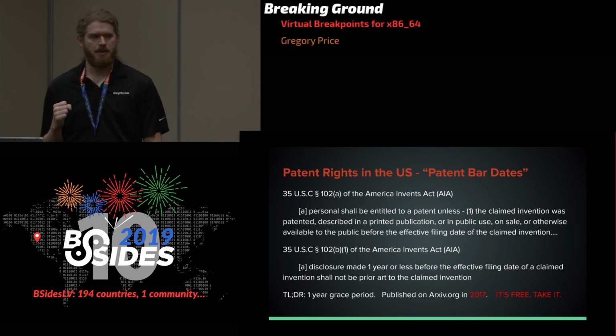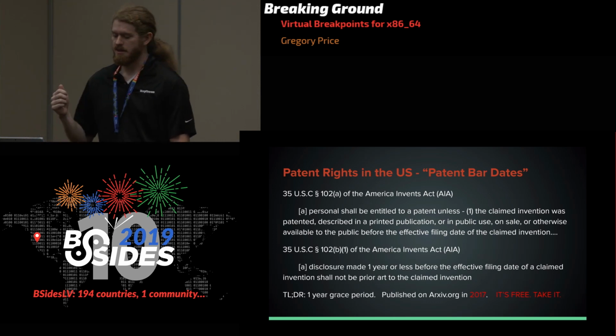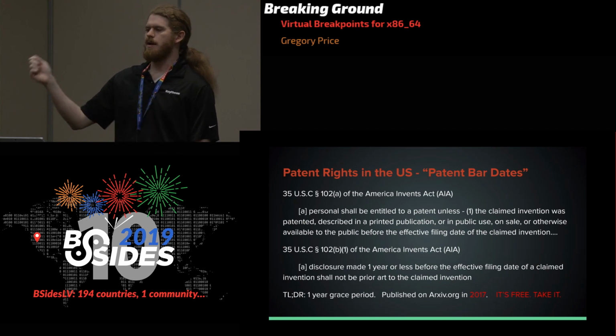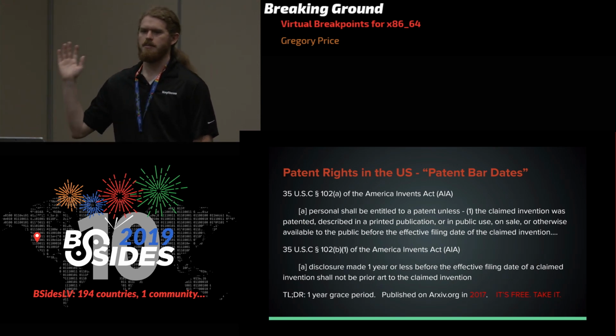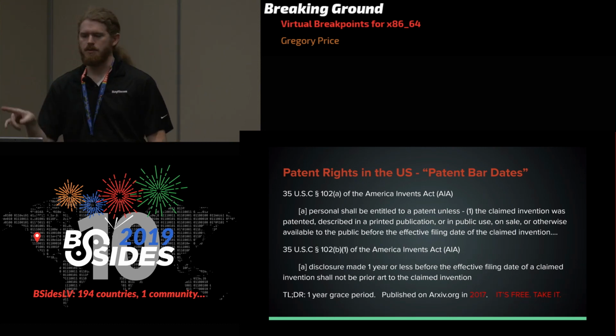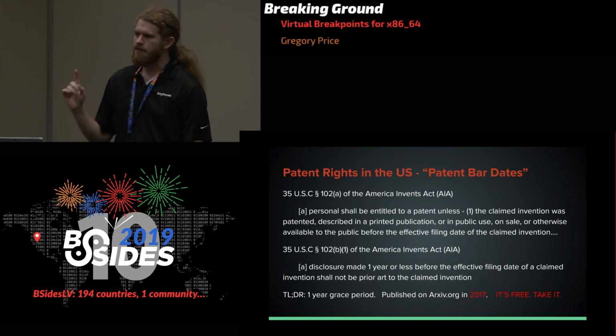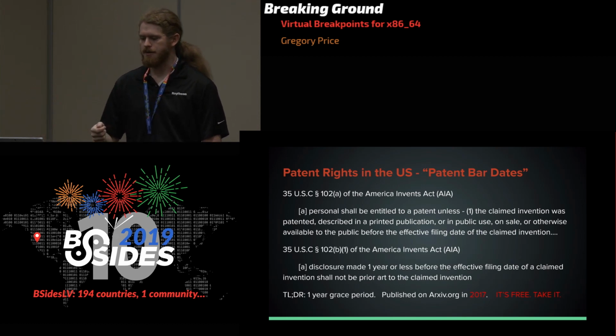And there's two sections of the patent law that are to be concerned with. Basically, one, you can do any amount of private research you want, and until you decide to go public, you can file a patent on it. There's no bar date in that regard. But once you go public with it, you have 1 year to file a patent. Doesn't matter if it's you or someone else. At that point, it is first to file.